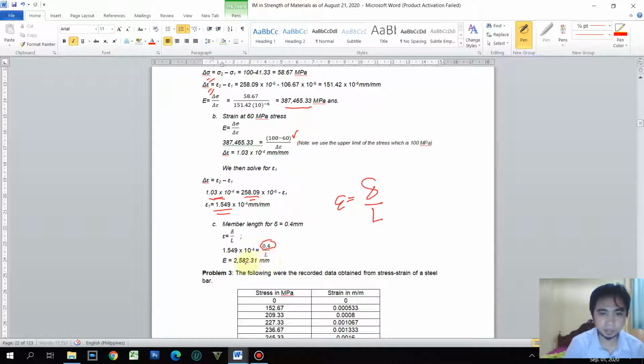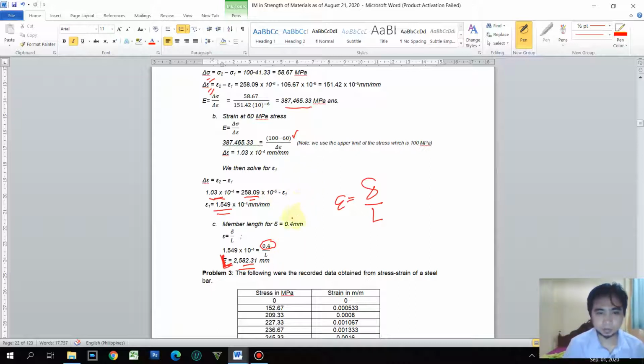And then we can now compute for the length. Okay, so again, this is a length. It's not an E. So L now would be equal to 2,582.31 millimeters. So in short, this is 2.558 meters, if we wanted to have a deformation of 0.4 with a corresponding stress of 60 megapascal.